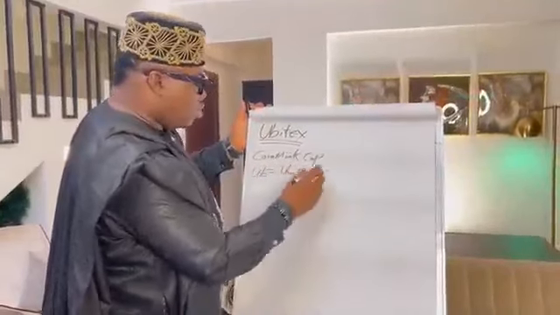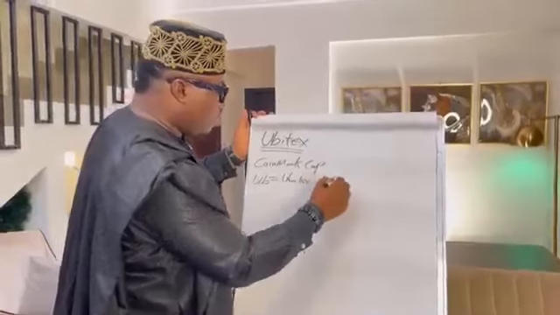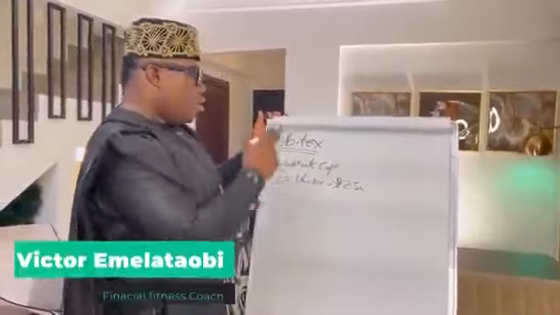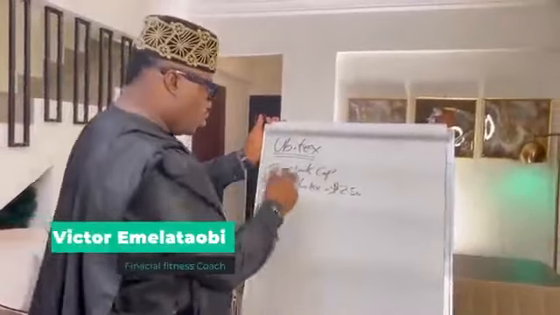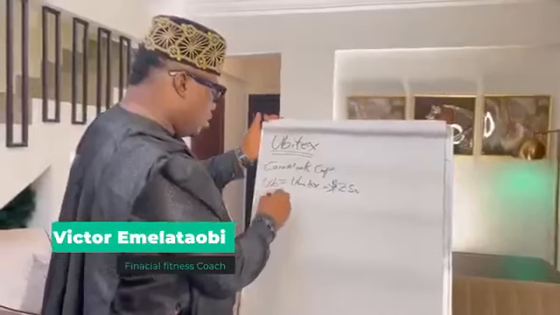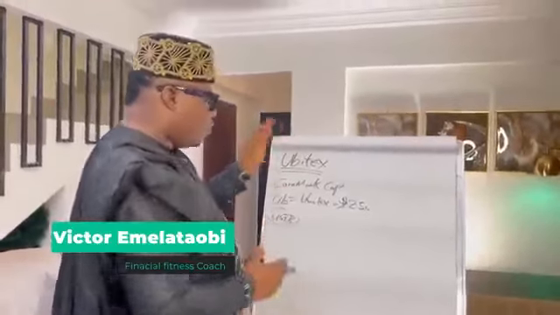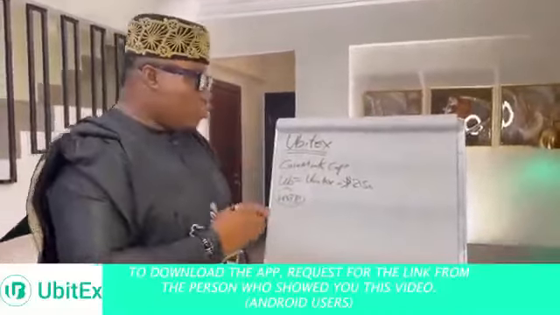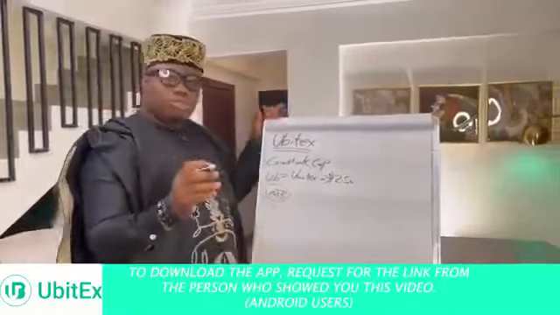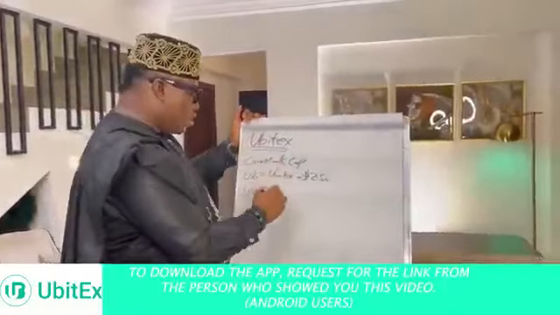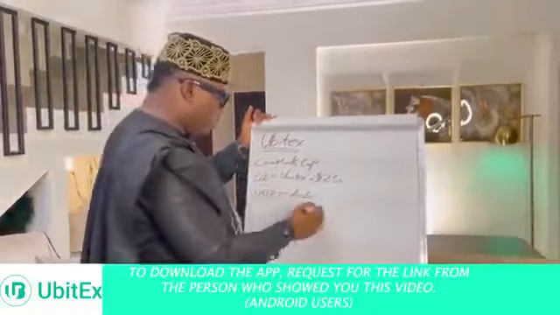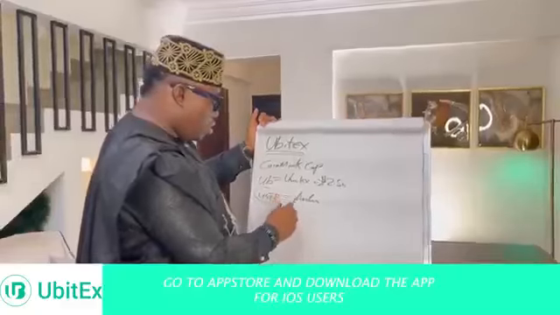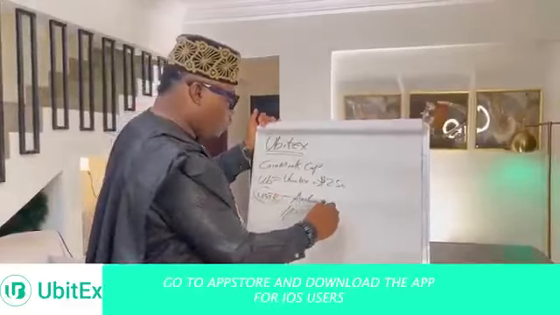Now, their token is really doing well in the market. It's about $2.50 as at now, as I speak to you right now. They also have their stable token, which is the USTB, but this is basically on their platform. For you to download the application, you need to request that the person who showed you this video gives you a link for Android users. But if you go to Apple Store, just put UB and you're going to see it.